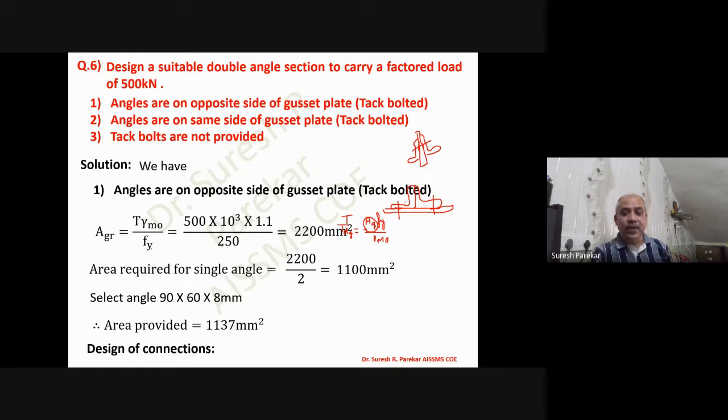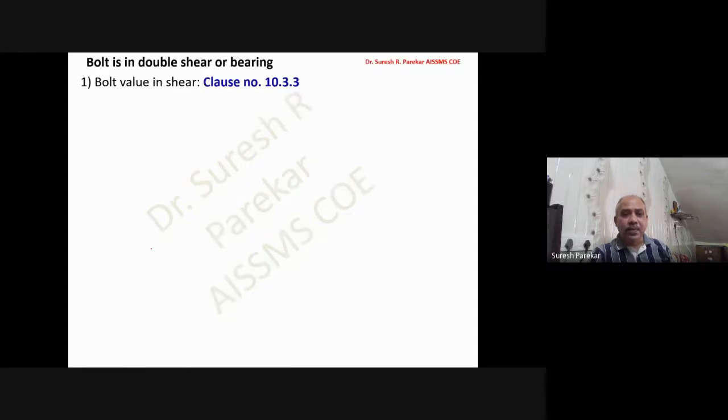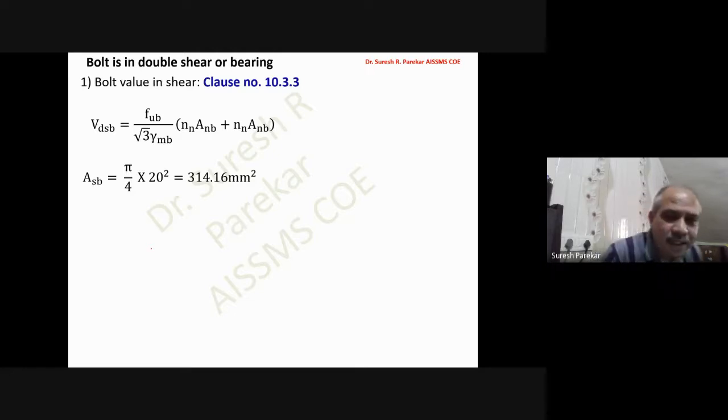Then we have to go for design of sections, because we have to now determine the strength of this angle section, and that strength should be greater than the load acting on it, that is the factored load, which is 500 kilonewton. And now we will use 20 millimeter diameter bolts. On the opposite side of the gusset plate we have double shear, and these formulas and everything we have seen in connections. You can go over there, so I will not explain this.